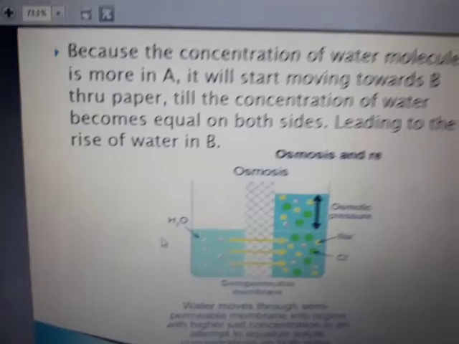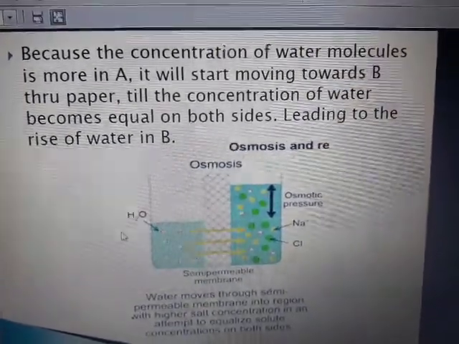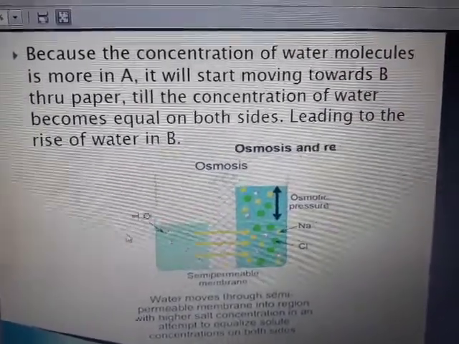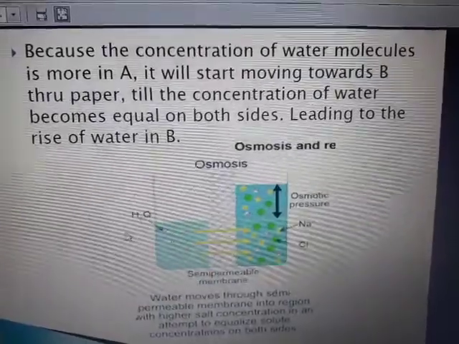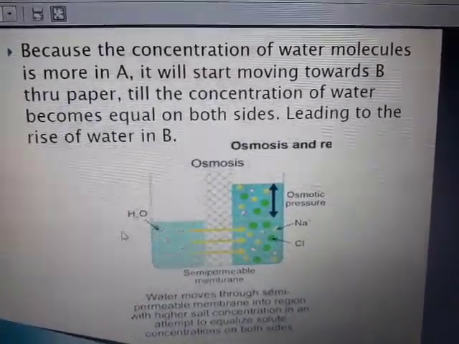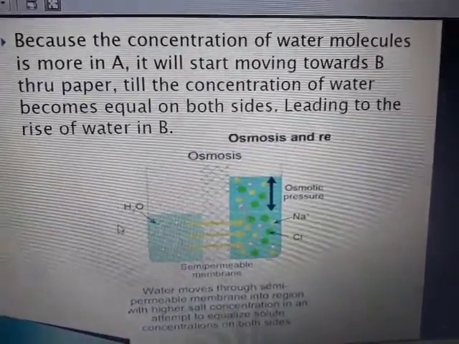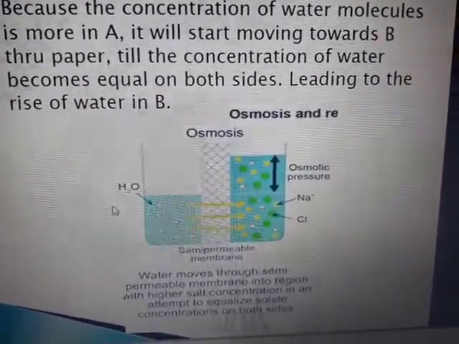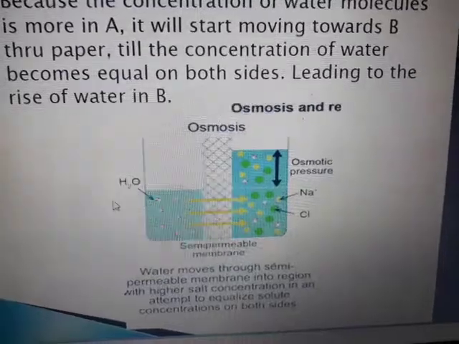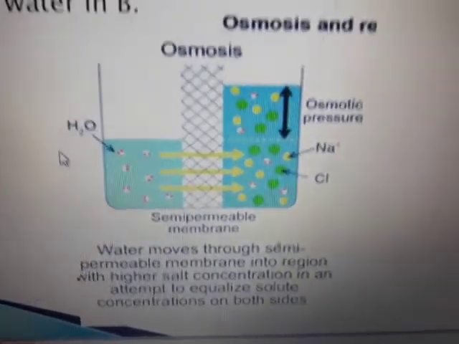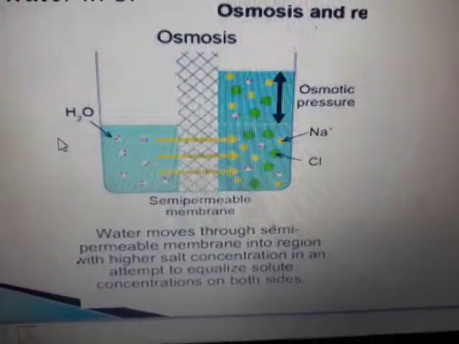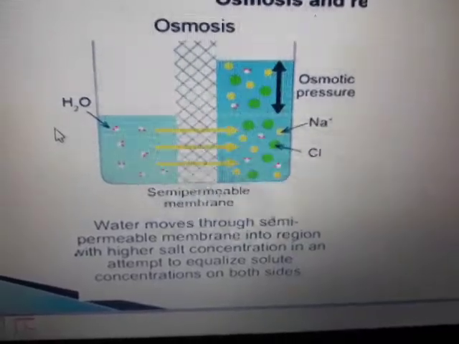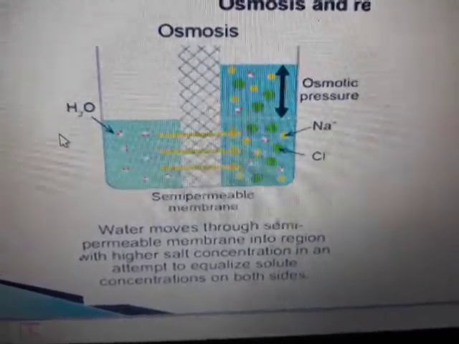Now what will happen? Obviously, because the concentration of water molecules is more in A, it will start moving towards B, which has fewer water molecules, till the concentration of water becomes equal on both sides, leading to the rise of water in the B solution. So this is the kind of diagram I have used here, but you can actually refer to the pic that is given to you in your textbook.